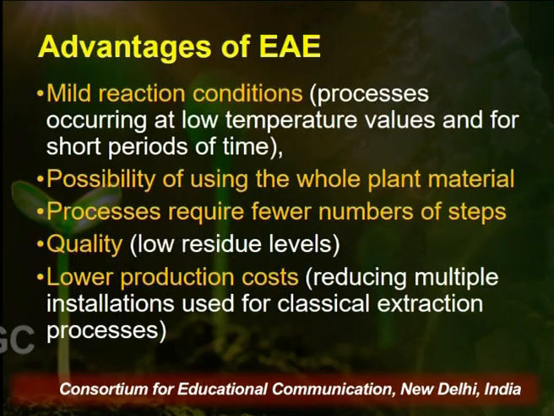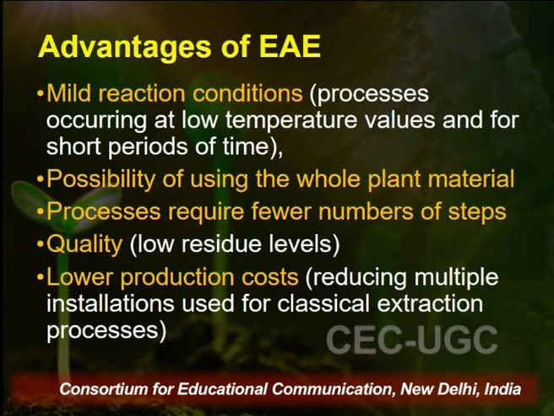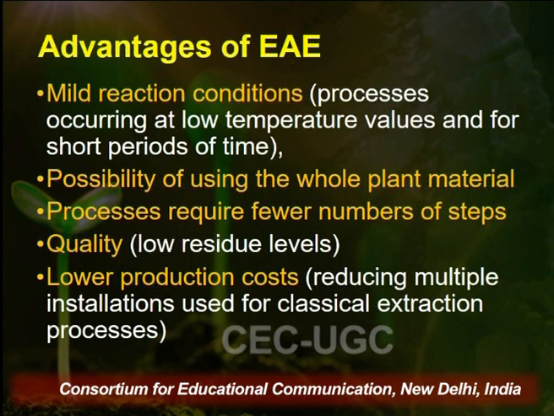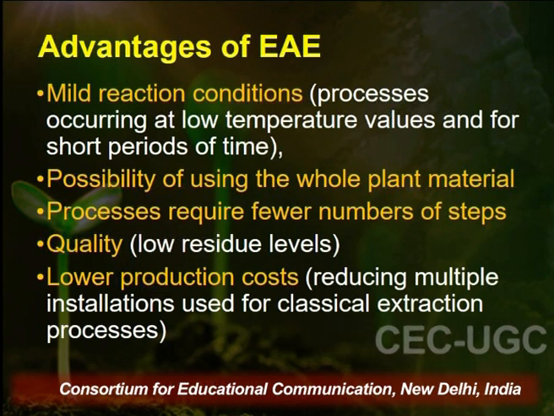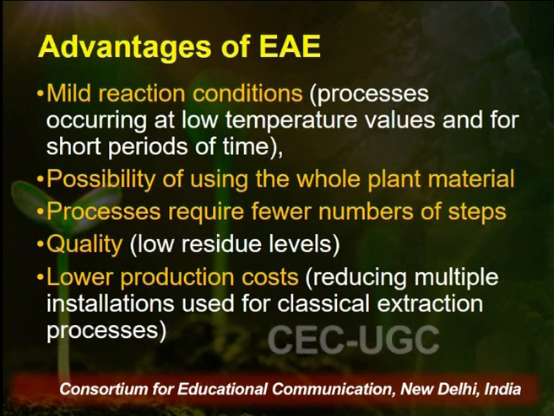Then by using enzyme assisted extraction, we have a possibility of using the entire plant material. When I say entire plant material, it means we can avoid the step of powdering or size reduction of the raw material. No doubt, by powdering a raw material or by size reduction, we increase the surface area of that material, which further enhances the overall extraction efficiency.